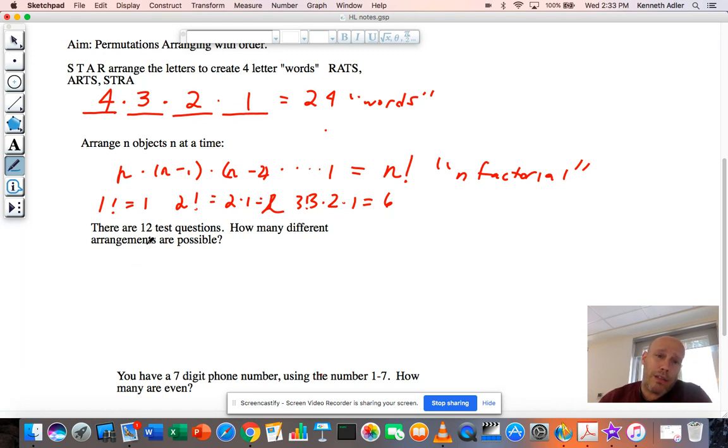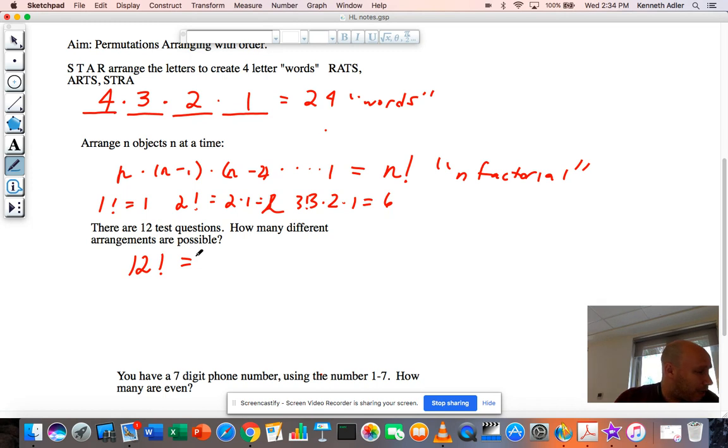Okay, so let's look at a question. There are 12 test questions. How many different arrangements are possible? Well, you could draw 12 spaces for the 12 questions, or you can just say, oh, you know what? It's arrangements. I'm using all the questions. I know it's 12 factorial. Go to your GDC or your calculator. Figure out how to do this on the GDC.